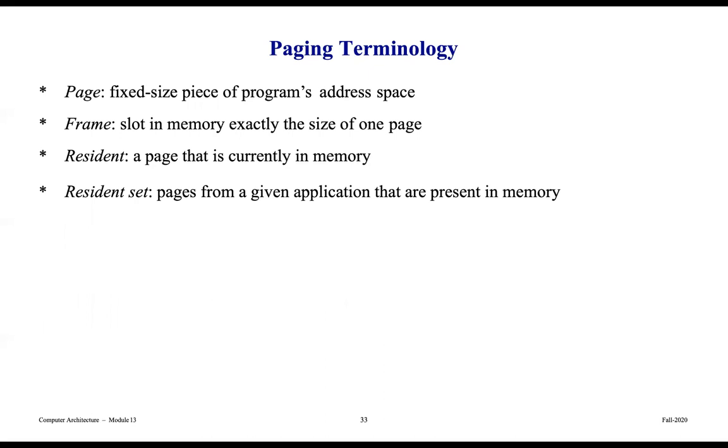In terms of paging terminology, we'll introduce 4 terms. First, page: it's a fixed size piece of a program's address space. Frame: it's a slot in memory, exactly the size of one page. Resident is a page that is currently in memory, and resident set: it's pages from a given application that are present in memory.